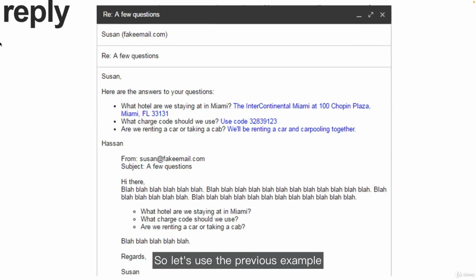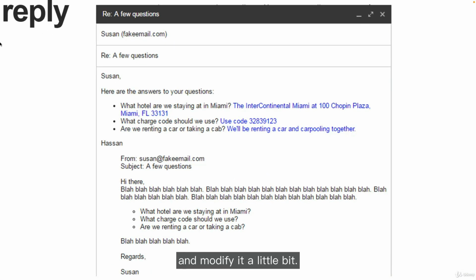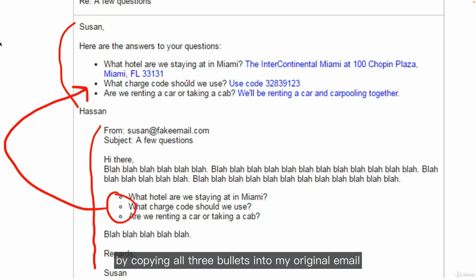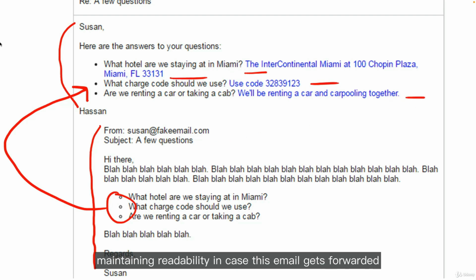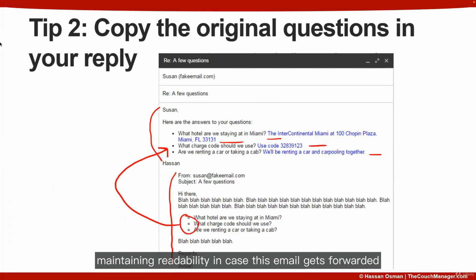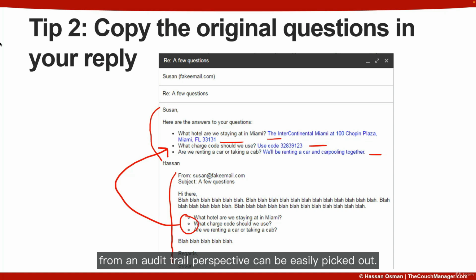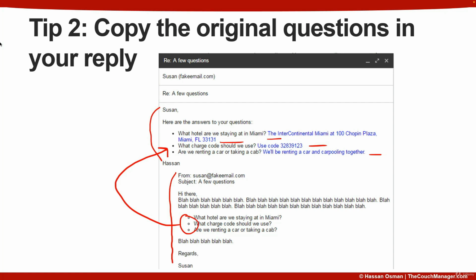So let's use the previous example and modify it a little bit. Let's say Susan sends the exact same email with the questions and bullet points here below. My response would be to answer her questions by copying all 3 bullets into my original email and then answering them in line right after the questions. And in this case, the difference is that you're maintaining readability in case this email gets forwarded, and any timestamps that show up from an audit trail perspective can be easily picked out.